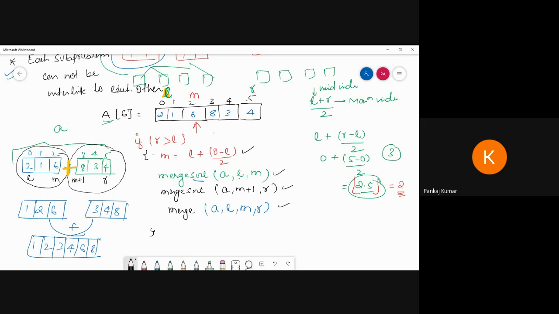Then I am going to write the code of merge sort one by one, for this one and this one. First take one example, then you can understand how to write the merge sort algorithm. These merge sort function and merge are all functions.